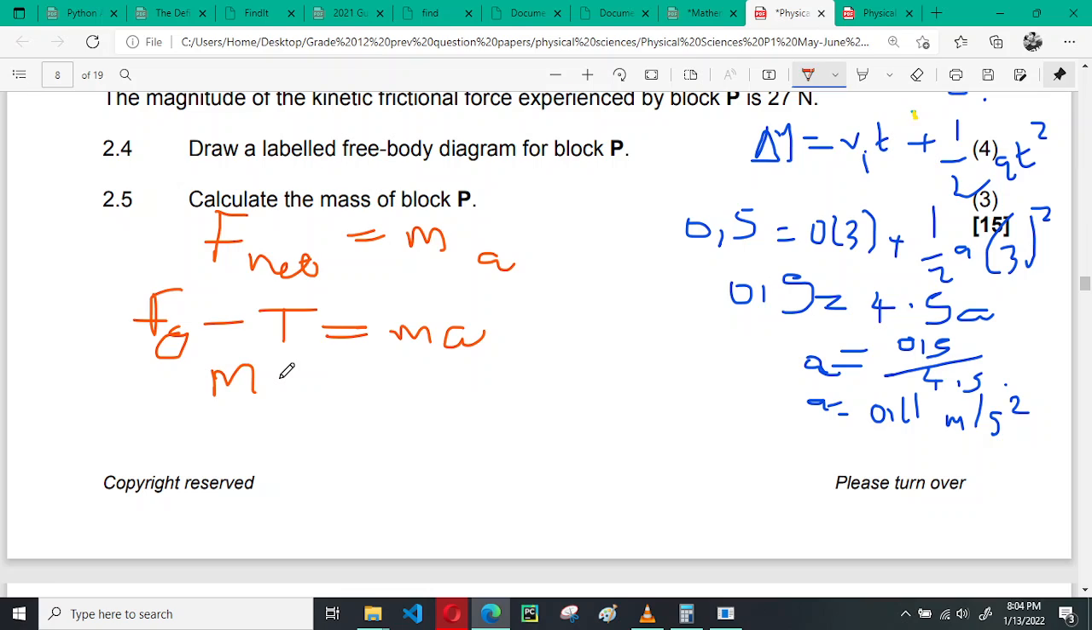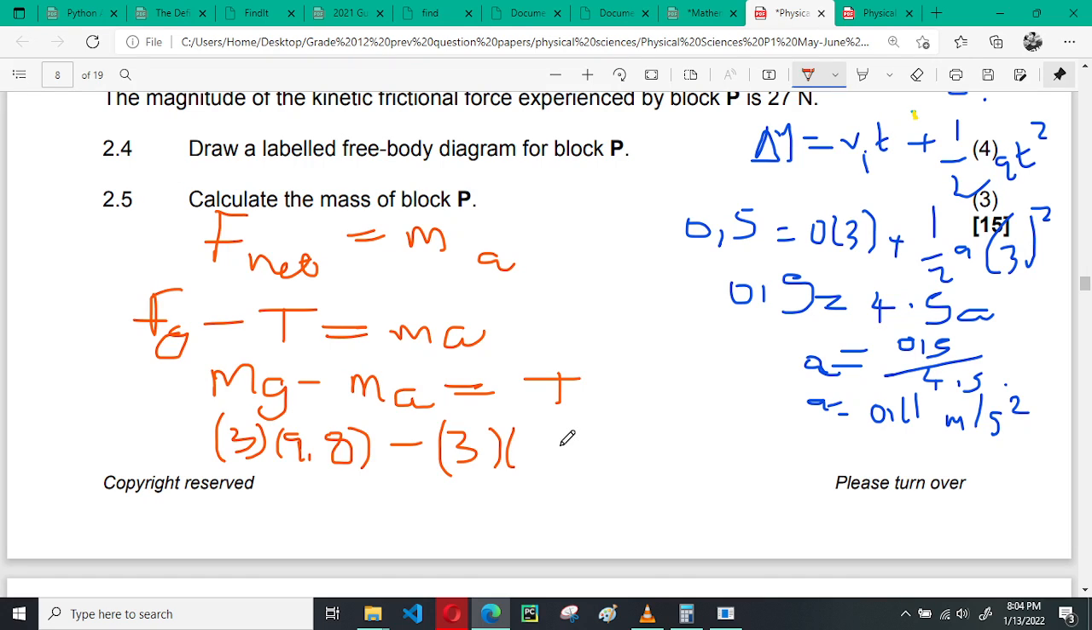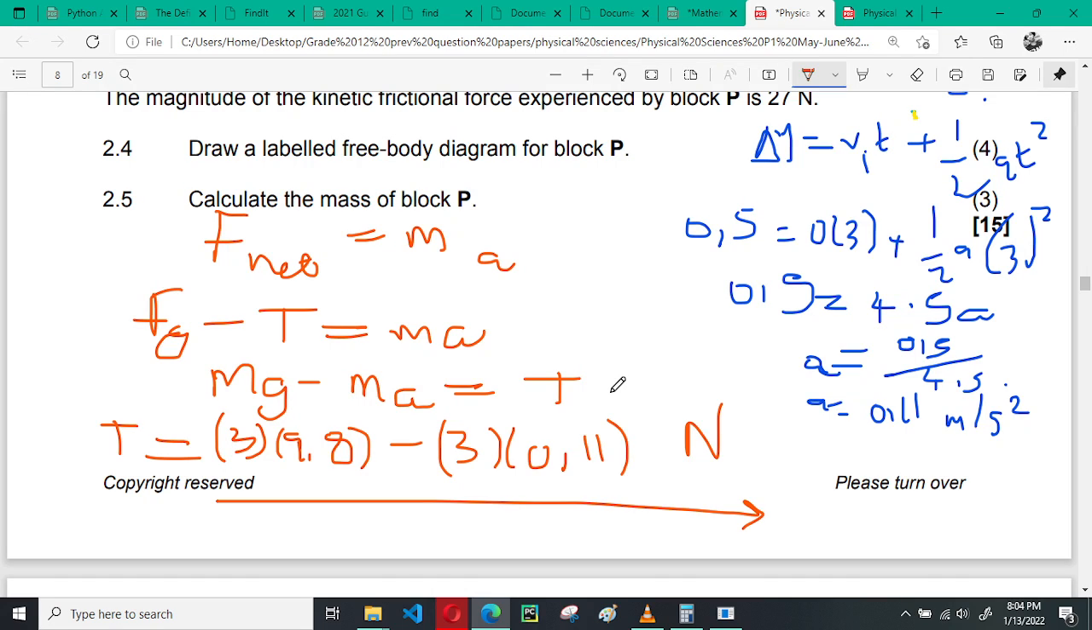Then m is equal to the mass of the object, which is 3, and then we know g is equal to 9.8, and then minus m, which is 3 as well, times acceleration, which we have here as 0.11, and then you're gonna have your T in newtons. So T basically is equal to all of these in newtons. I won't go through the mess of calculating these because you already know it. You can use a calculator and find this answer here. So I won't compute this.